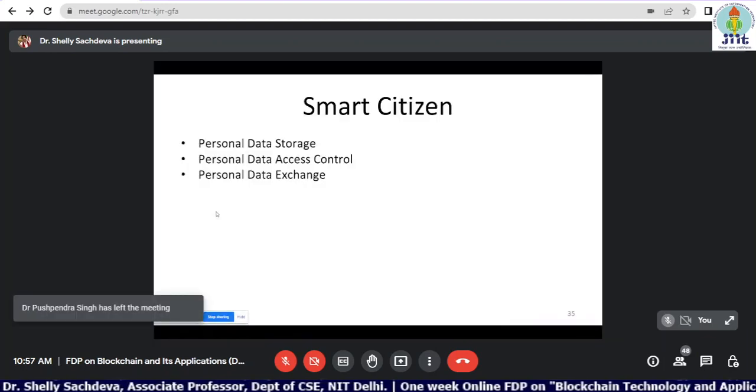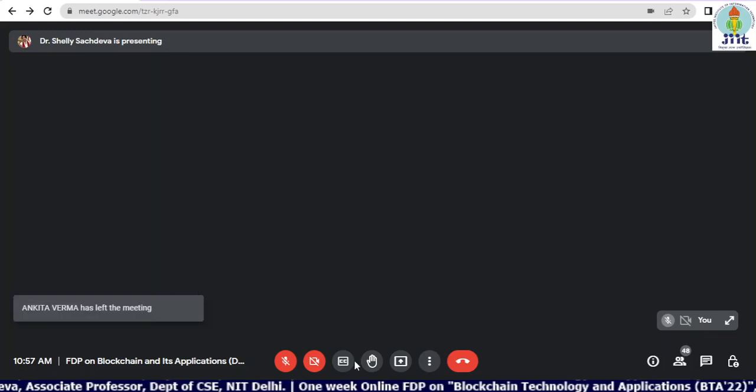Now another example is a smart citizen example, where we had an example of a personal data storage, the personal data access control, and the personal data exchange. Okay.